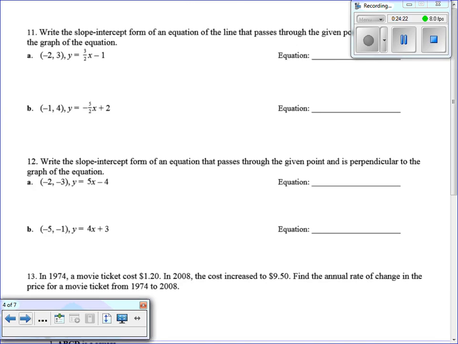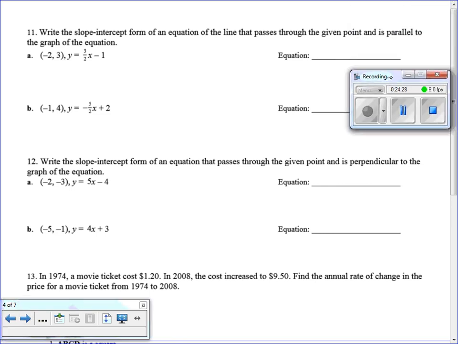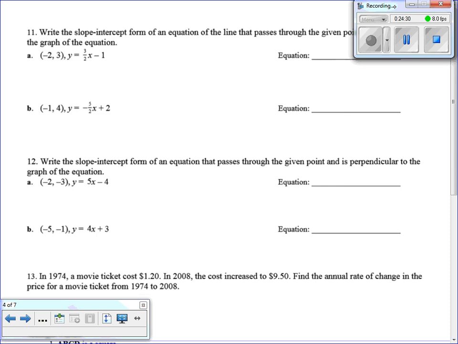Now, 11 says write the slope-intercept form of an equation that passes through the given point and is parallel to the graph of the equation. So what we need from this equation is the slope. So we know the slope of our line is going to be 3 over 2 because it's parallel, which means it'll have the same slope. Once I've done that, I need nothing else from that equation, so I'm going to cross it out. That way I don't get confused.